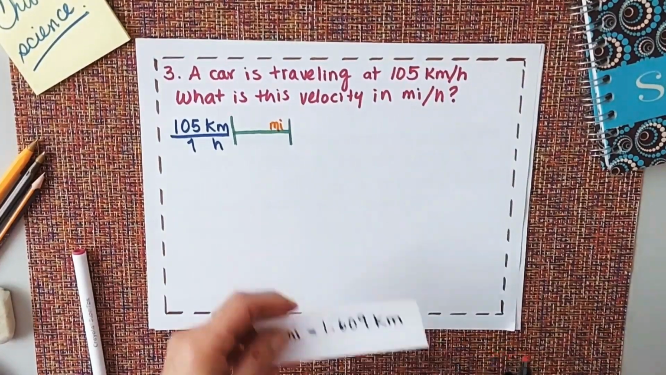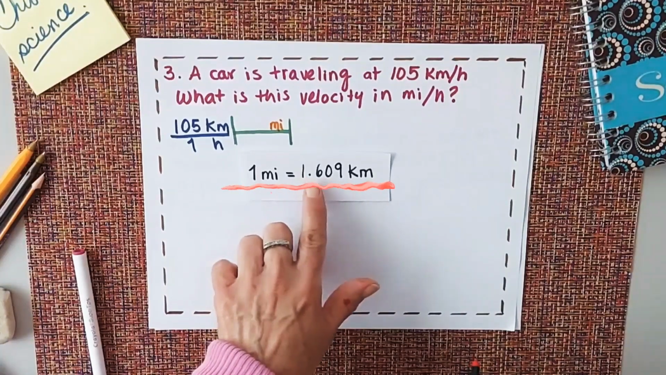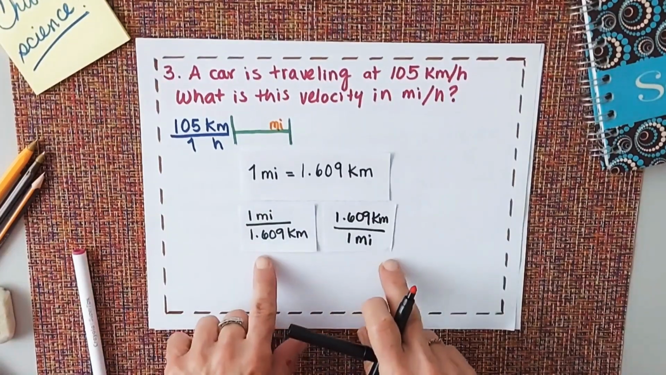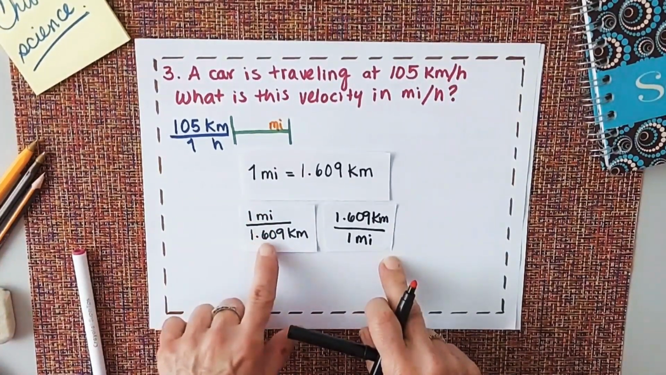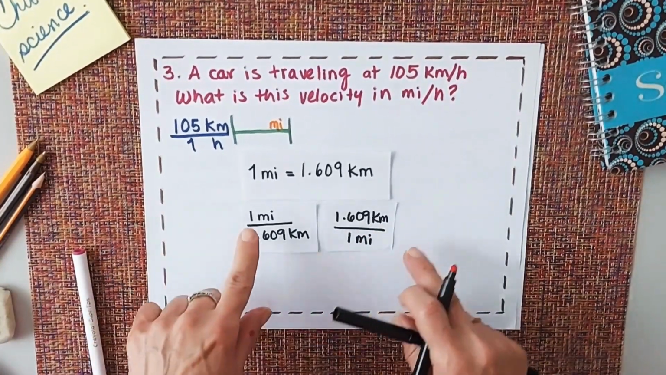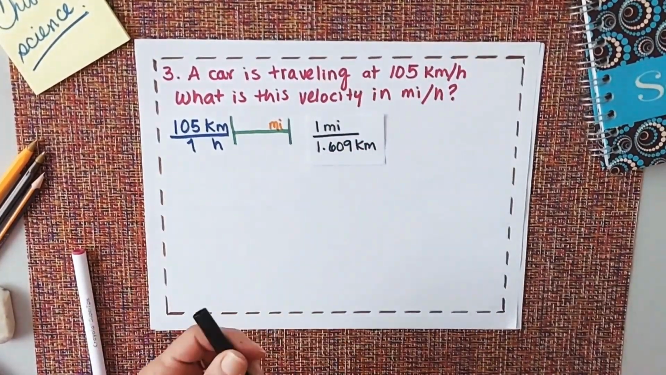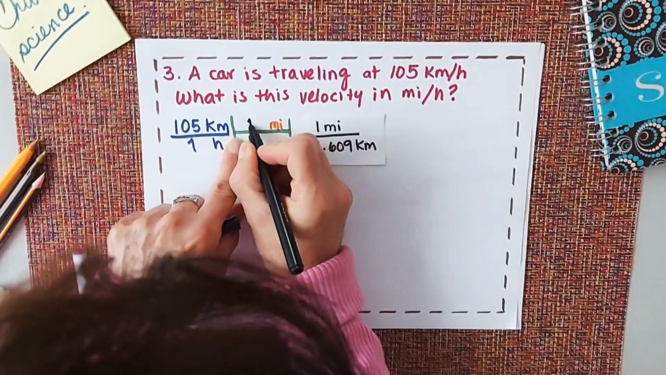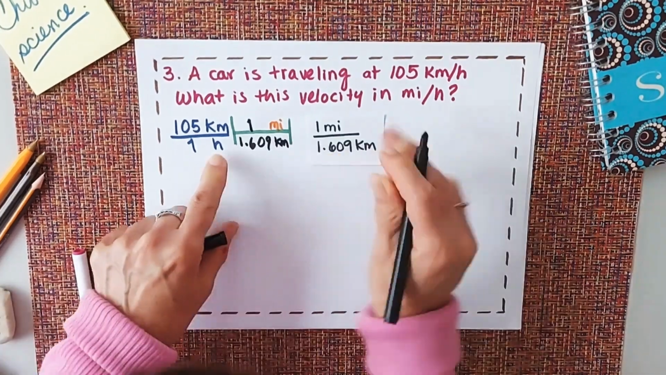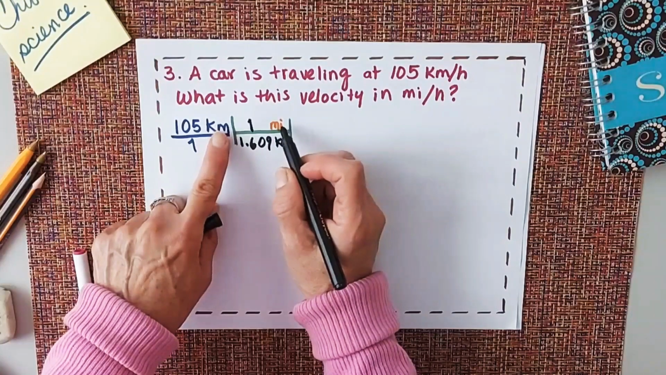And the equivalence between miles and kilometers is this. 1 mile equals 1.609 kilometers. And we can obtain from this statement two conversion factors. 1 mile equals 1.609 kilometers, or 1.609 kilometers equals 1 mile. We need to choose the best conversion factor, is this one, and we are going to copy the conversion factor here. Now, here 1 mile, and here 1.609 kilometers.